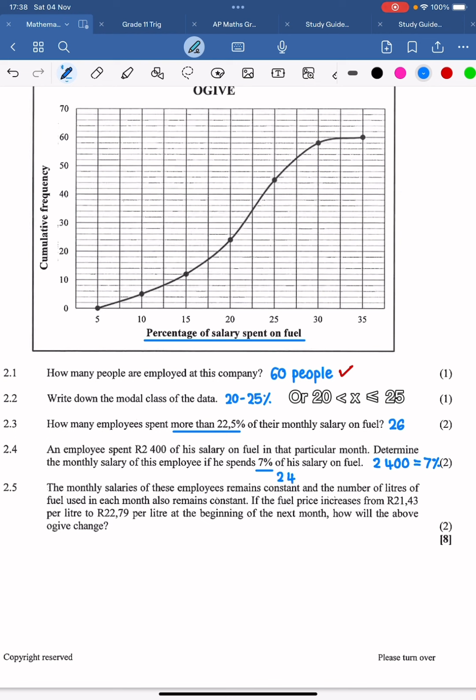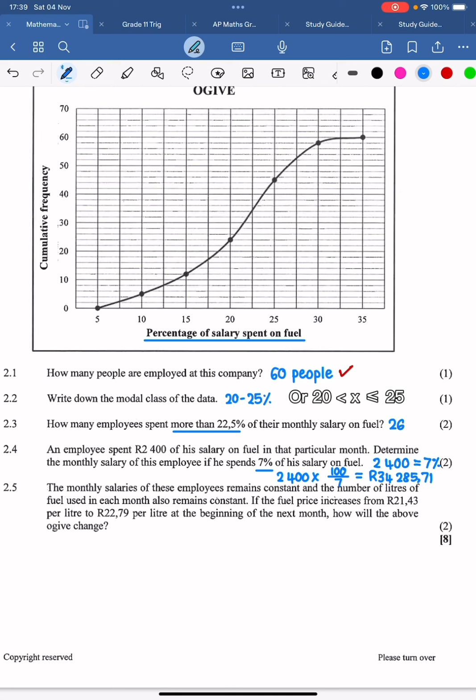So to calculate that, we're going to say 2,400 times, we want 100%, so we put that at the top. We have 7%, so we put that at the bottom. And that will give us the full salary amount, which is 34,285 Rand and 71 cents.